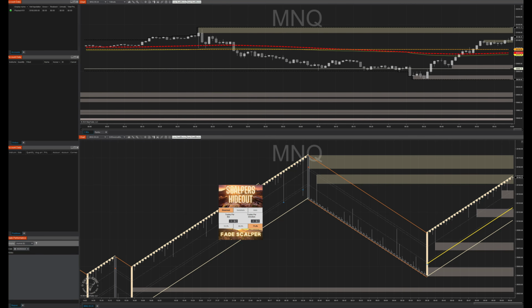We are a brand new software development company that is a long time in the making, and it's my pleasure to introduce to you our first and flagship product, the Scalpers Hideout Autofade Scalper. And this is coded exclusively for NinjaTrader at the moment.